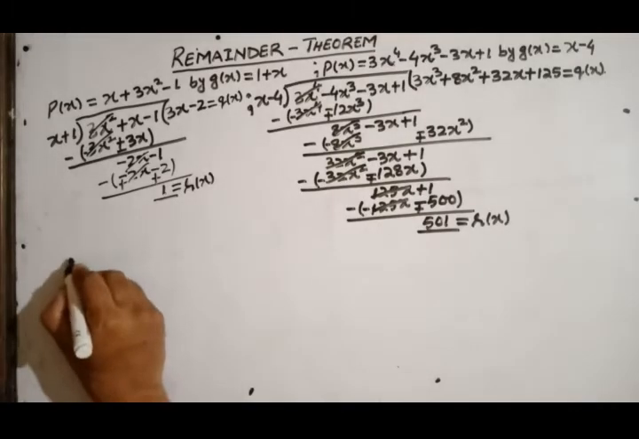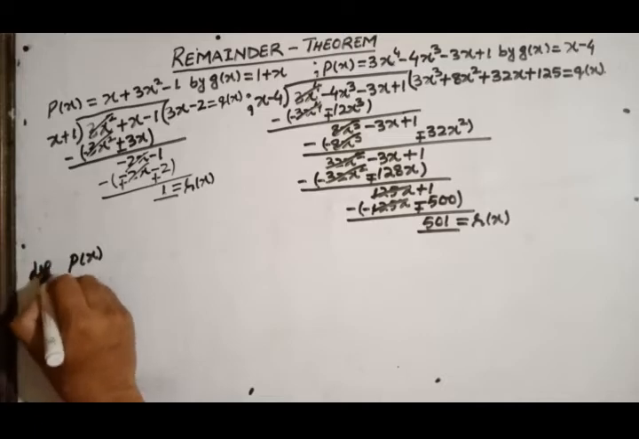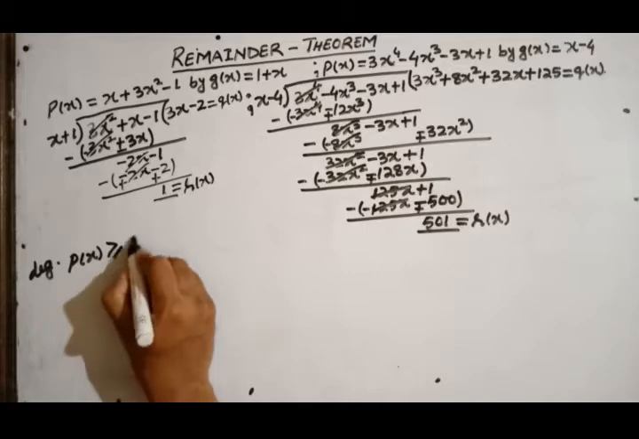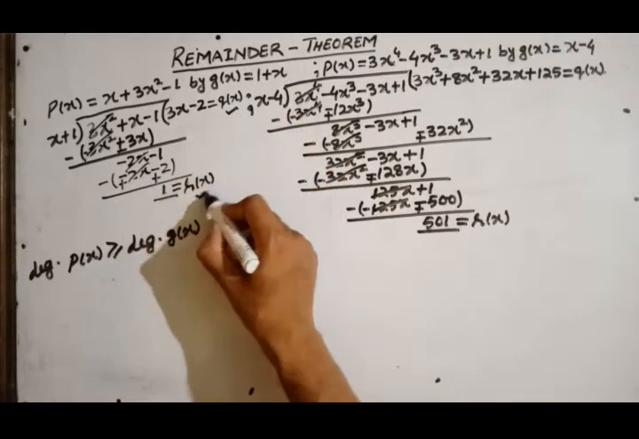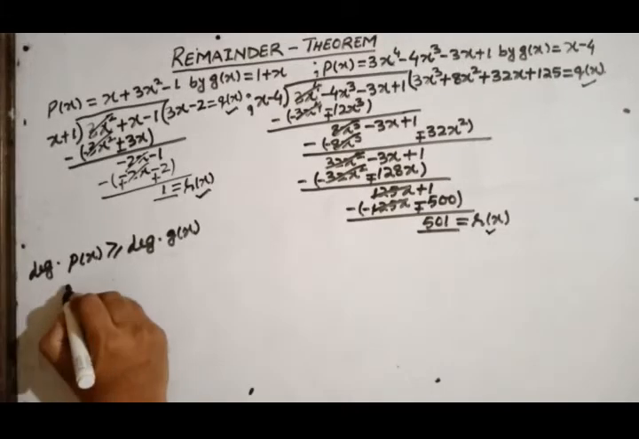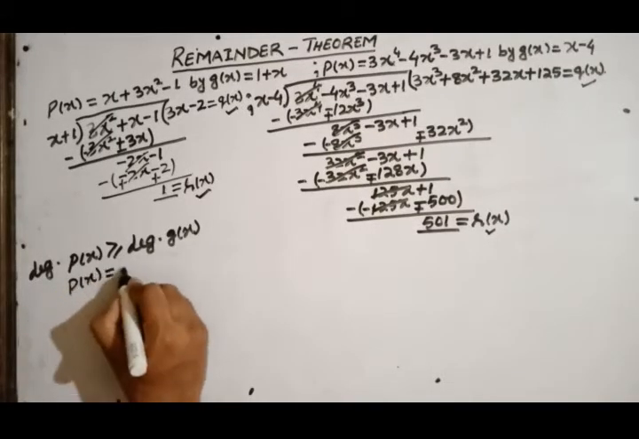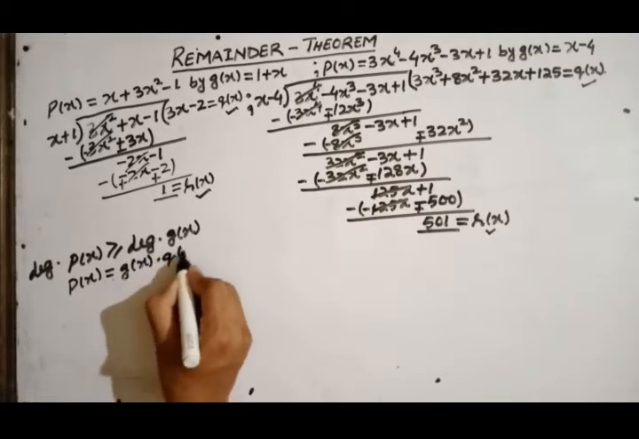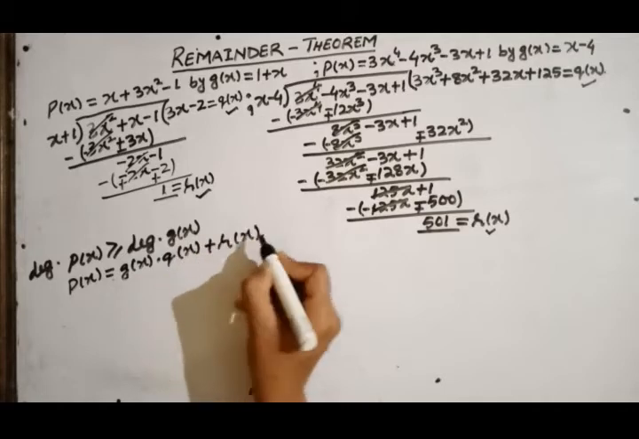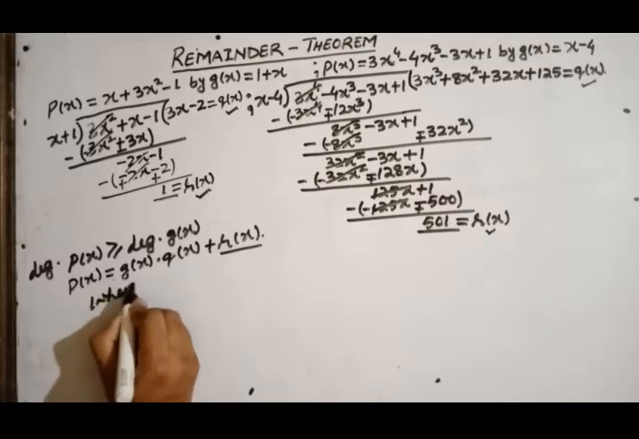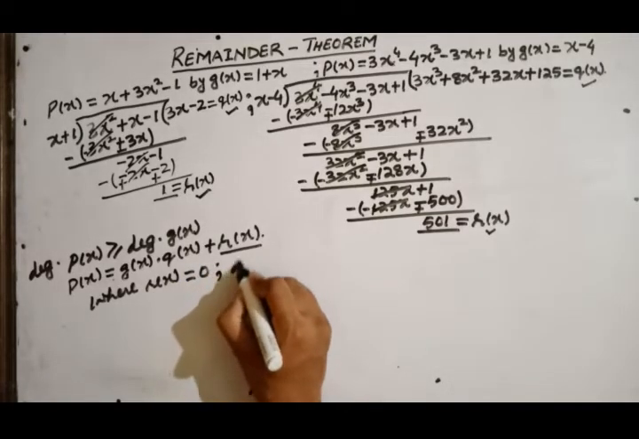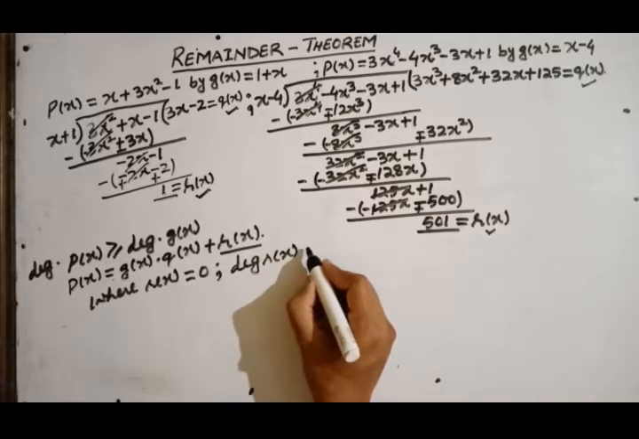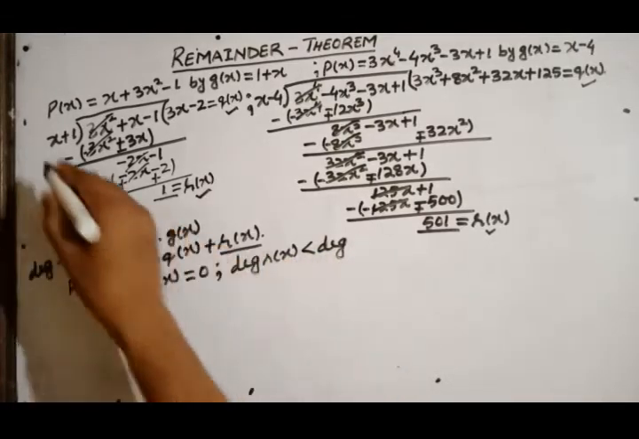That's why, as a polynomial p(x) whose degree is either more than or equal to the degree of g(x) is divided by g(x), then we find next two polynomials q(x) and r(x) such that p(x) equal to g(x) into q(x) plus r(x), where this r(x) could be 0 if divided exactly, or the degree of r(x) is less than the degree of g(x).